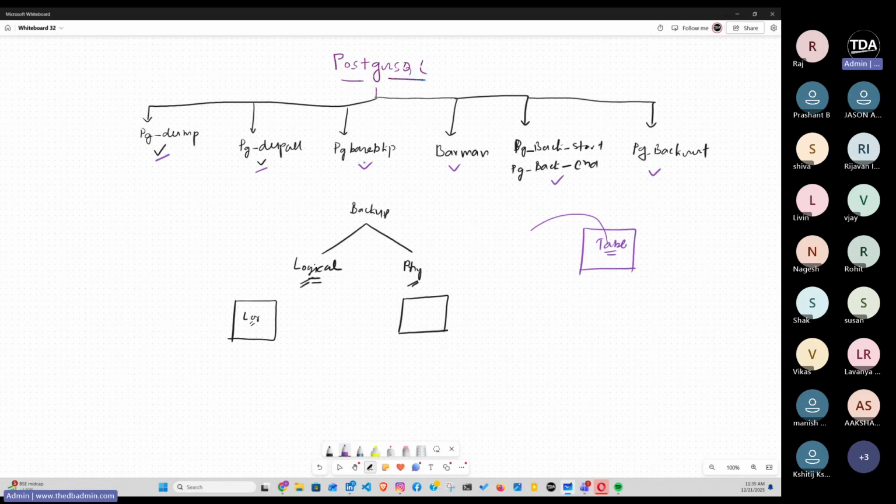But in the physical database it is not at all possible. Either you will restore everything or you will restore nothing, that kind of scenario is there. Okay, so in my current class, my main focus is going to be on pgBackRest. The only reason is pgBackRest is a very important tool.